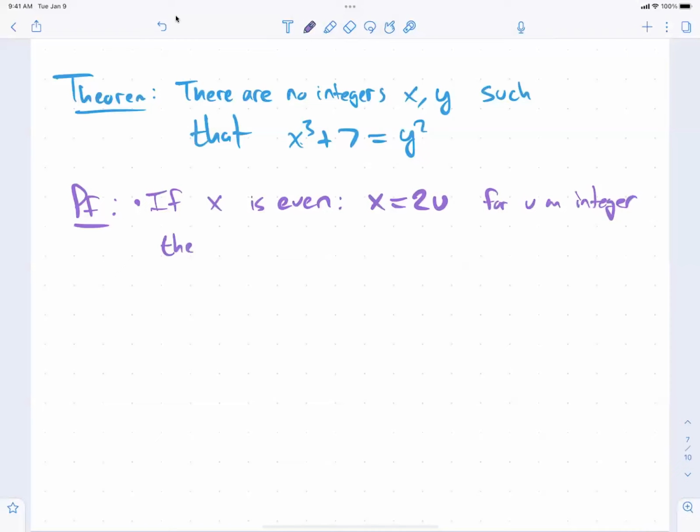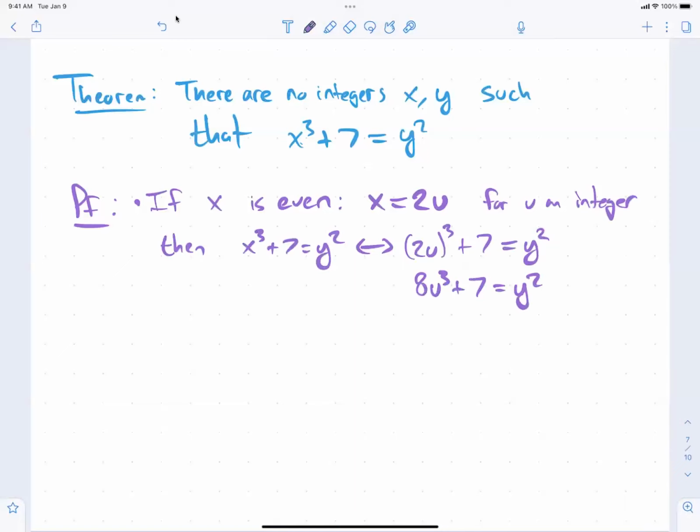So then, x cubed plus 7 equals y squared is the same as saying 2u cubed plus 7 equals y squared, or 8u cubed plus 7 is equal to y squared. Okay, and so if I take that modulo 8, so if I had a solution, that would imply that 7 is congruent to y squared mod 8.